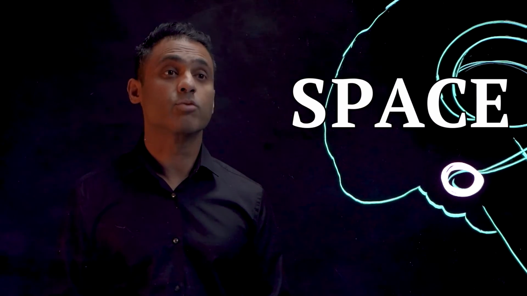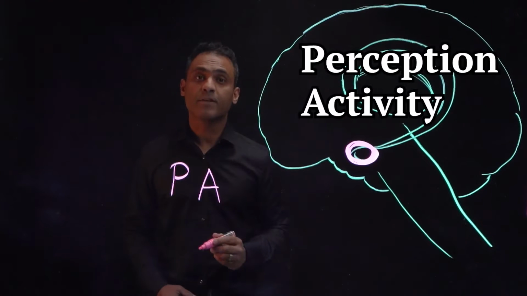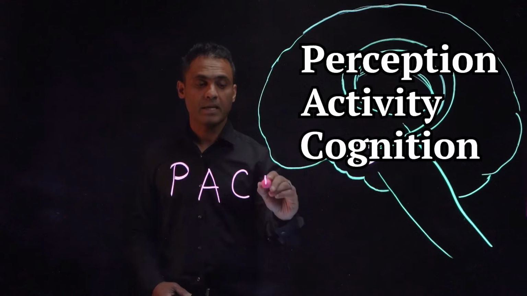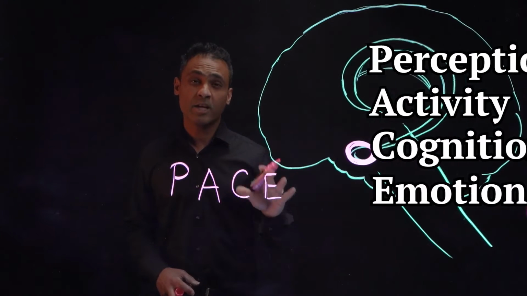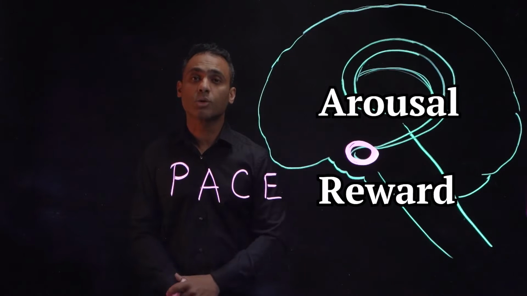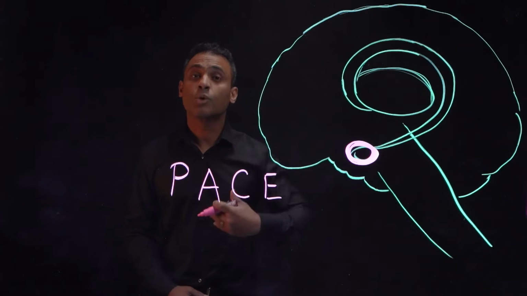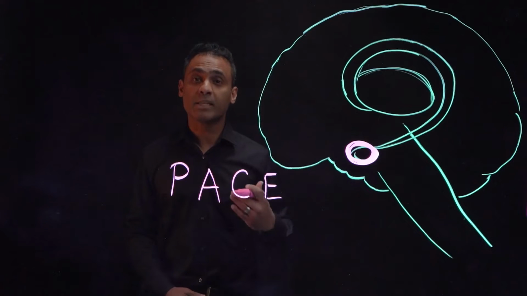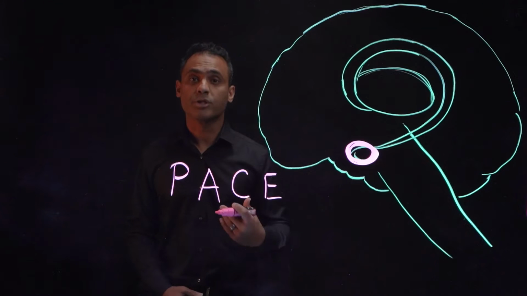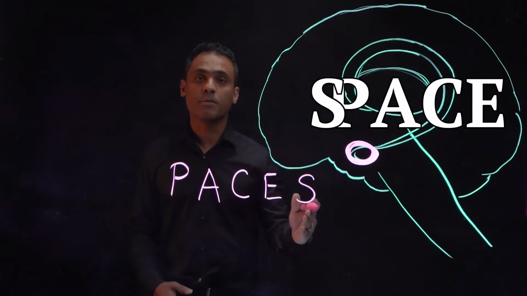The key mental health functions can be distilled into the mnemonic PACES or SPACE if you wish to rearrange it. P stands for perception, A for activity, C for cognition, E for emotion. However, here I'd like to put arousal and reward as well, because emotion really is closely linked to both the experience of reward, positive and aversive, but also arousal aspects at different levels, which all link to emotion. And finally, sleep. So you can think about this as PACES or SPACE.